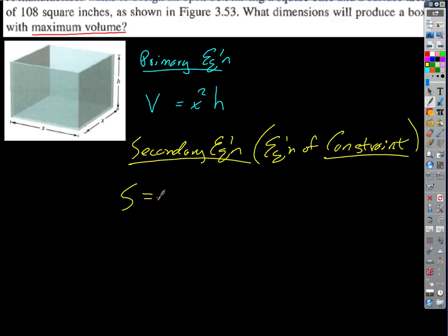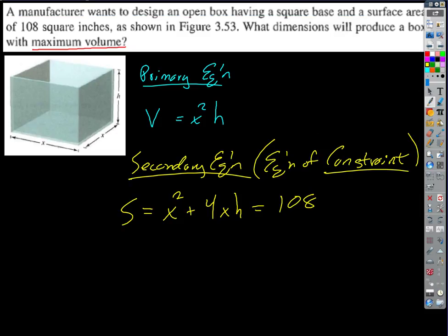x squared, that's the base, right? Plus 4 times the area of one of the sides. So there's four lateral sides on this thing, right? So 4 times xh, and what's that constrained to equal? 108. There you go. Okay, so there's our secondary equation. All right, so now what? Now what are we going to do?